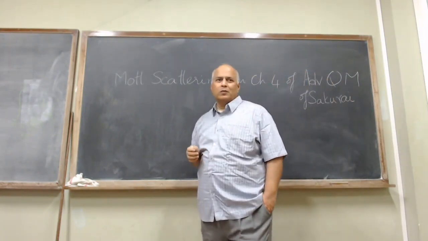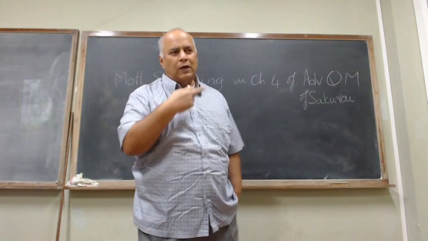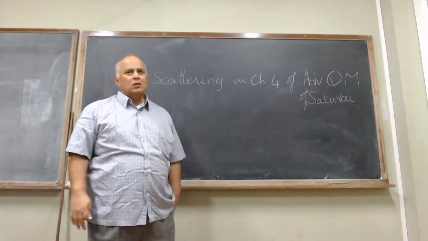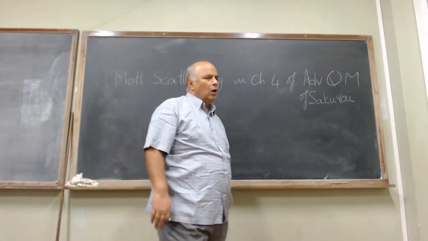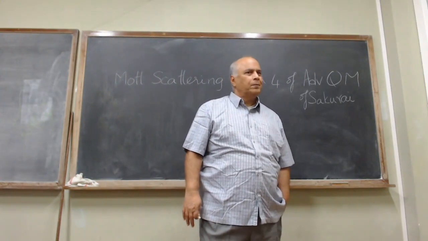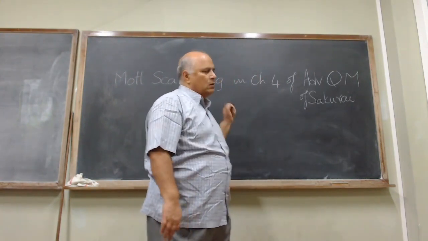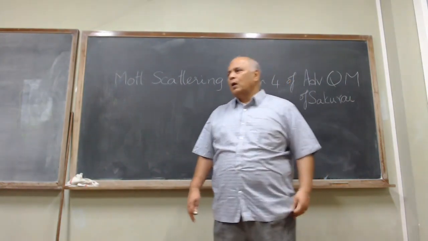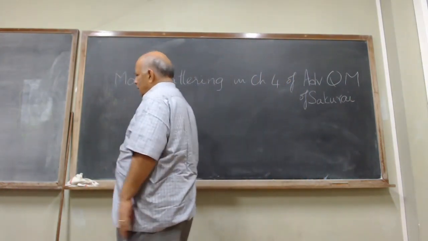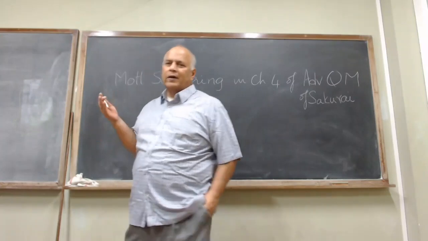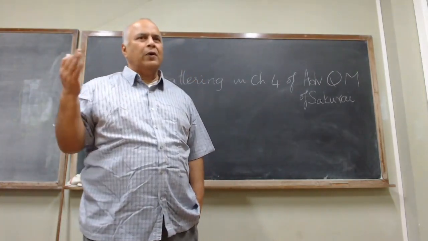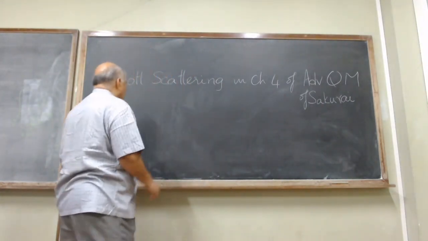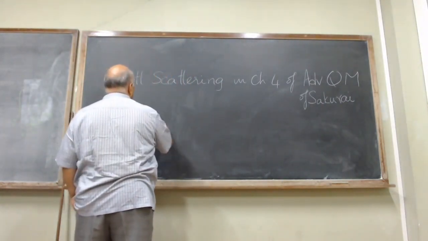You are familiar with this book. Sakurai has two books on quantum mechanics. This is the older book on relativistic quantum mechanics, where he discusses Mott scattering using the Dirac equation. So Mott scattering is the scattering of a relativistic electron off a Coulomb potential. But let us think of it this way.